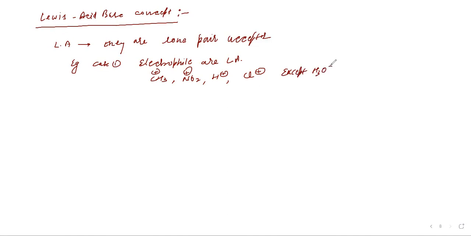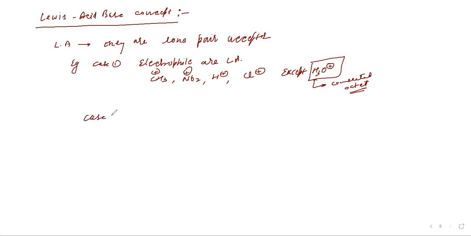H3O plus. Why is H3O plus not a Lewis acid? Can you explain? H3O plus has a completed octet. If anything has a completed octet, it cannot accept a lone pair of electrons. So if it is not able to accept the lone pair of electrons, it will not be a Lewis acid.